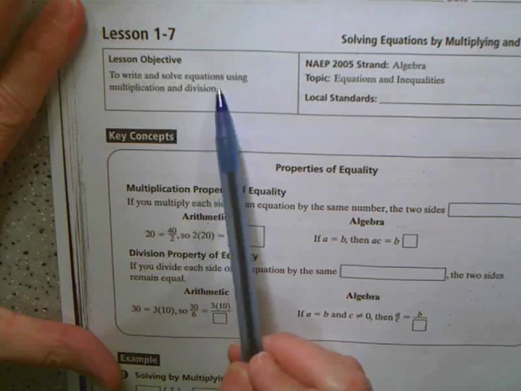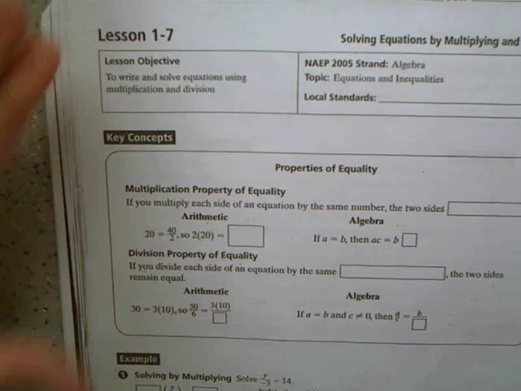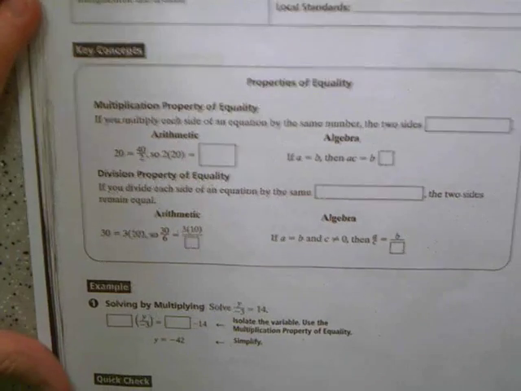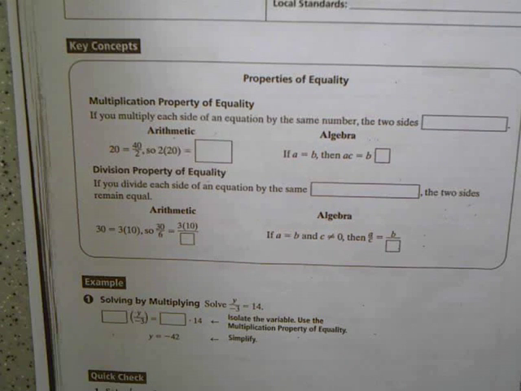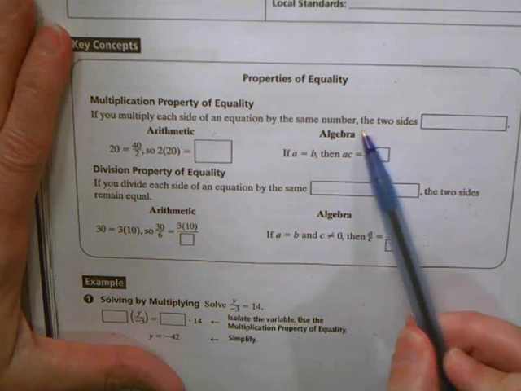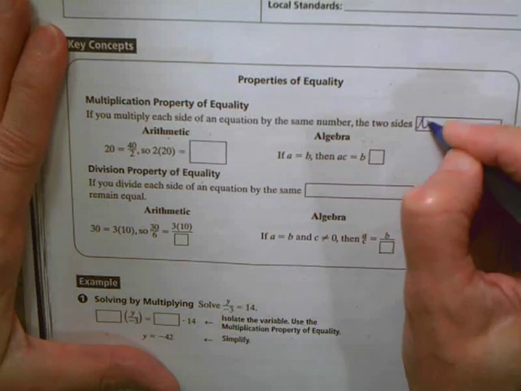Okay, so we're going to write and solve equations using multiplication and division, similar to what we did with addition and subtraction. We employ two properties of equality in this. The multiplication property of equality, which says if you multiply each side of an equation by the same number, the two sides remain equal.